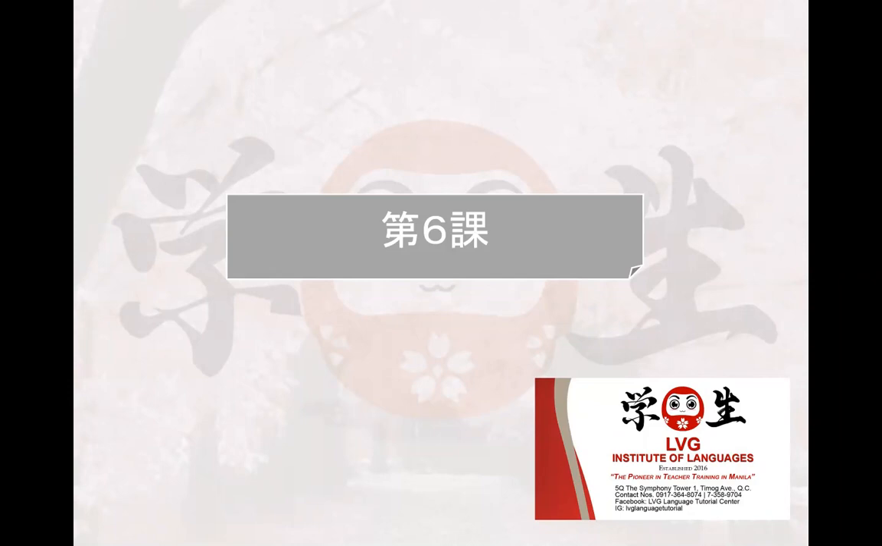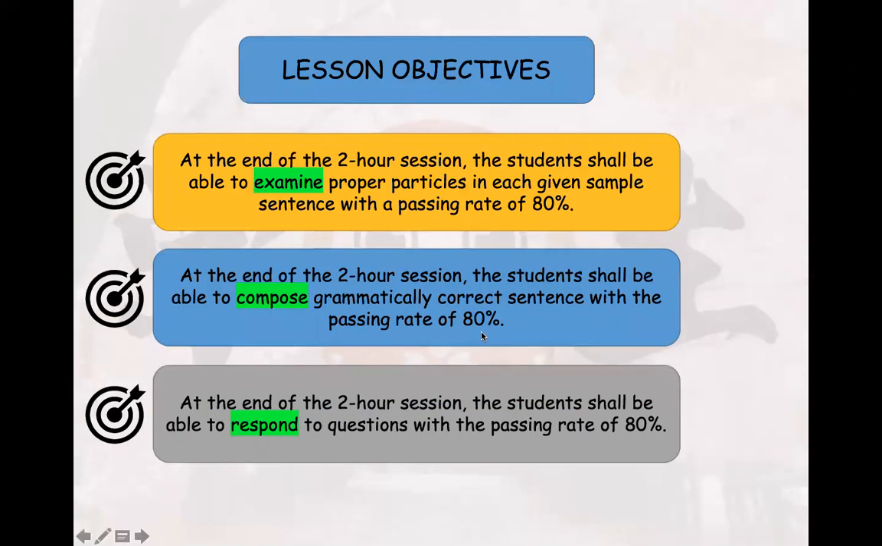All right. Okay, so for lesson 6, before we start our session, let us talk about first the contents. First, let us have the lesson objectives. At the end of the lesson, what are the objectives that we are aiming to achieve after the discussion? The first one is, at the end of the 2-hour session, the students shall be able to examine proper particles in each given sample sentence with a passing rate of 80%.